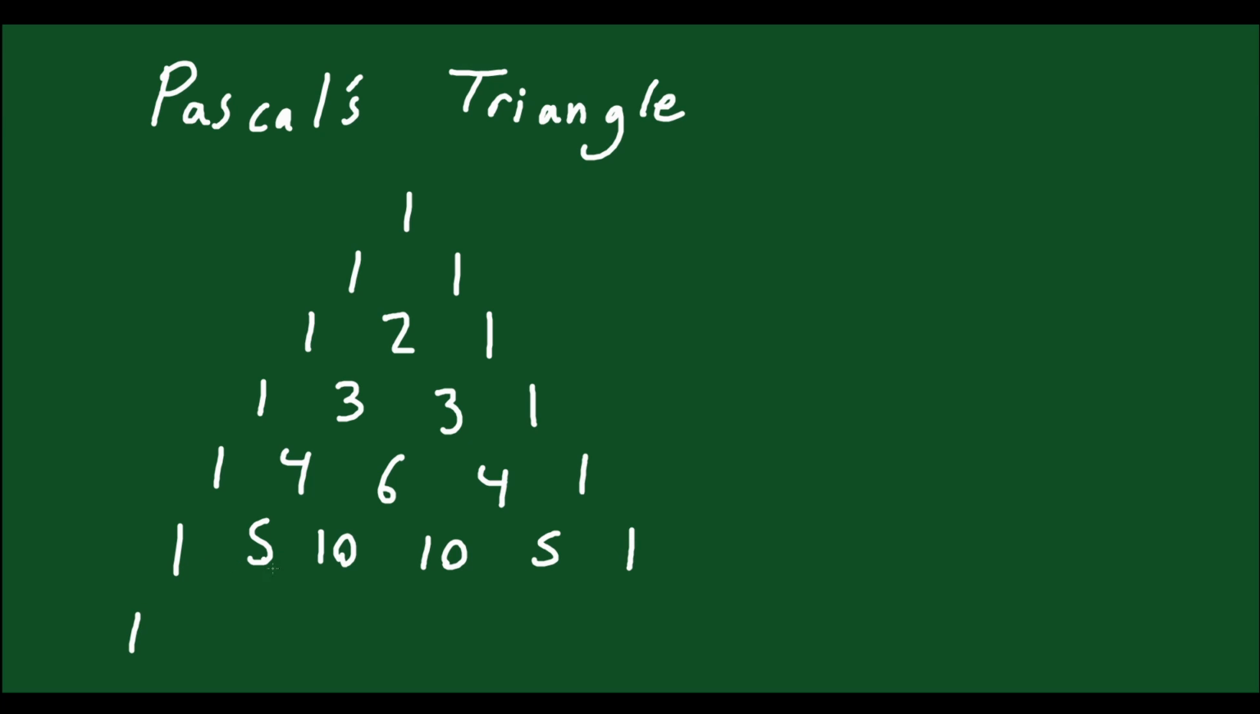You can do 1, and then 1 plus 5 is 6, 5 plus 10 is 15, 10 plus 10 is 20, 10 plus 5 is 15, 5 plus 1 is 6, and then 1. And you see that this is kind of symmetrical, right? Like if you go to the left and to the right, you have the same pattern on either side. And you can continue this, right? You can keep going on and on and on.